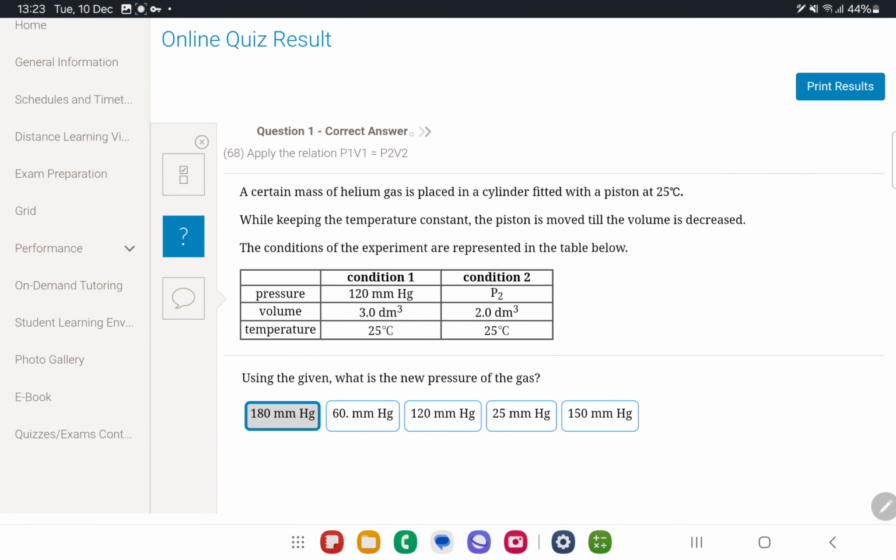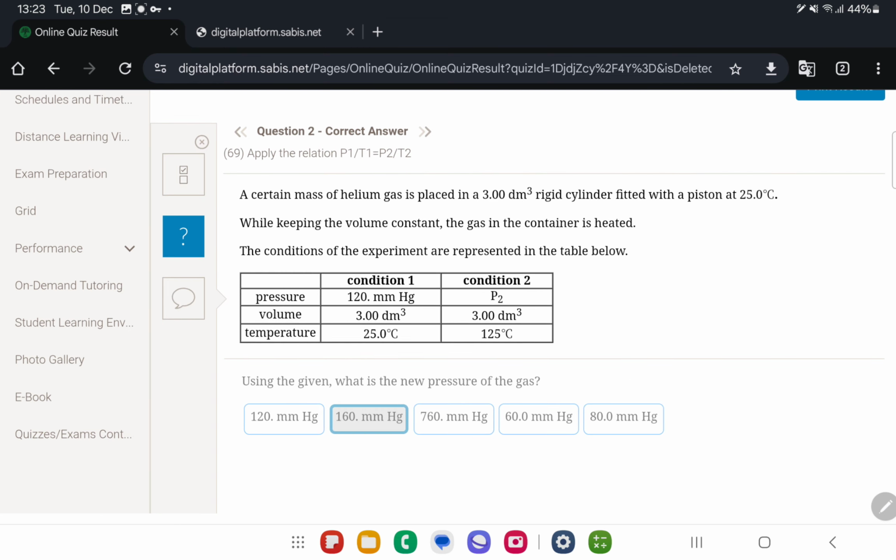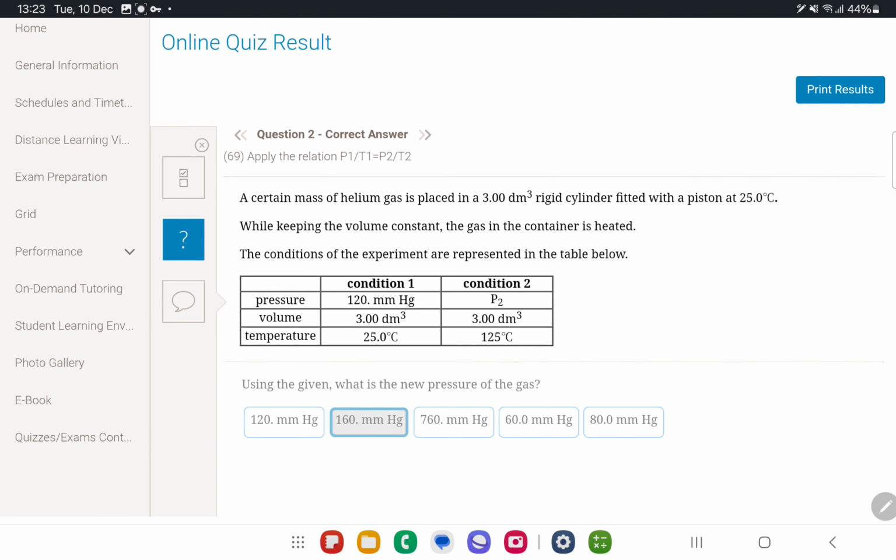By the way, guys, excuse my handwriting, it's very bad, I know.